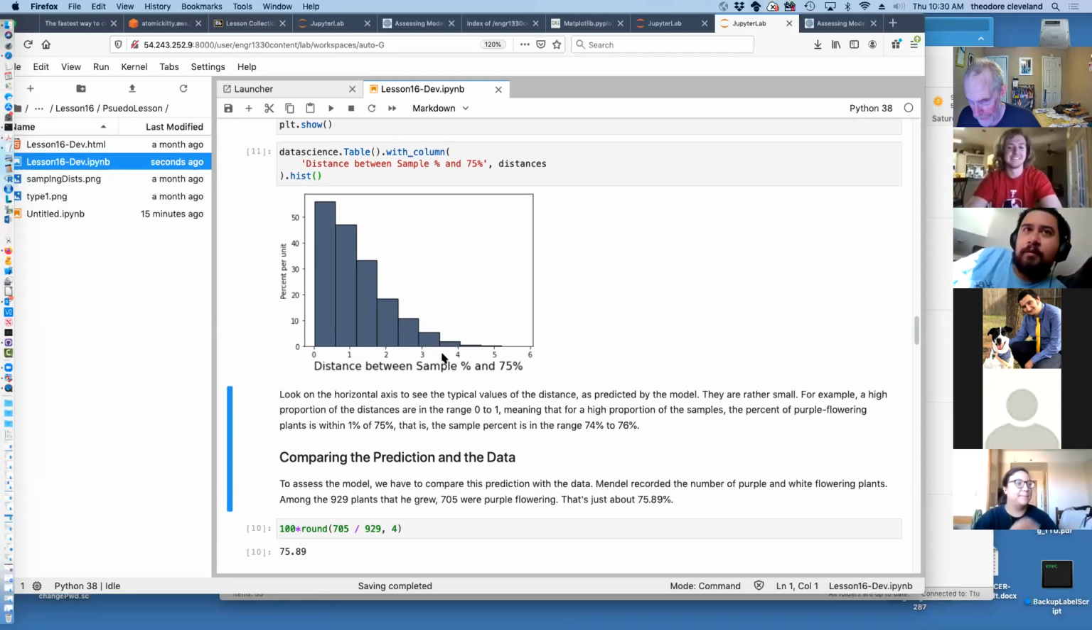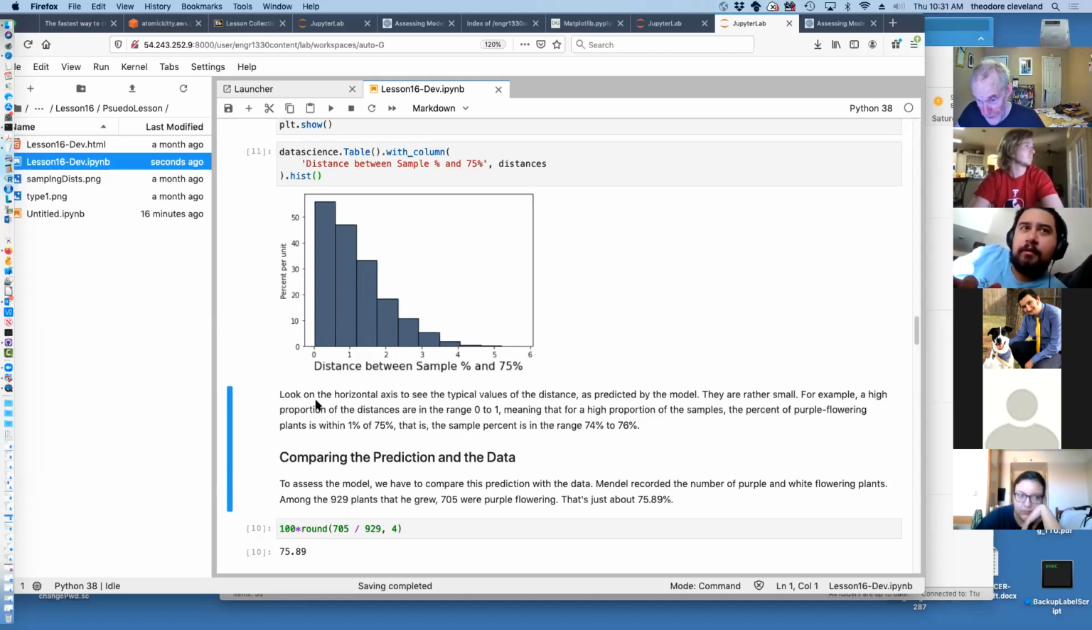So there's the histogram of our 10,000 simulations of Mendel's experiment. He only got to do one. We get to do 10,000 because we're doing it in a fake computer world, you know, World of Warcraft and stuff. So we have roughly 60% of the distances between 0 and 1/2. Forty-ish between 1/2 and 1, and declining as we move far away. So we have very few observations where the distance between the sample percentile and our model percentile is bigger than 5.